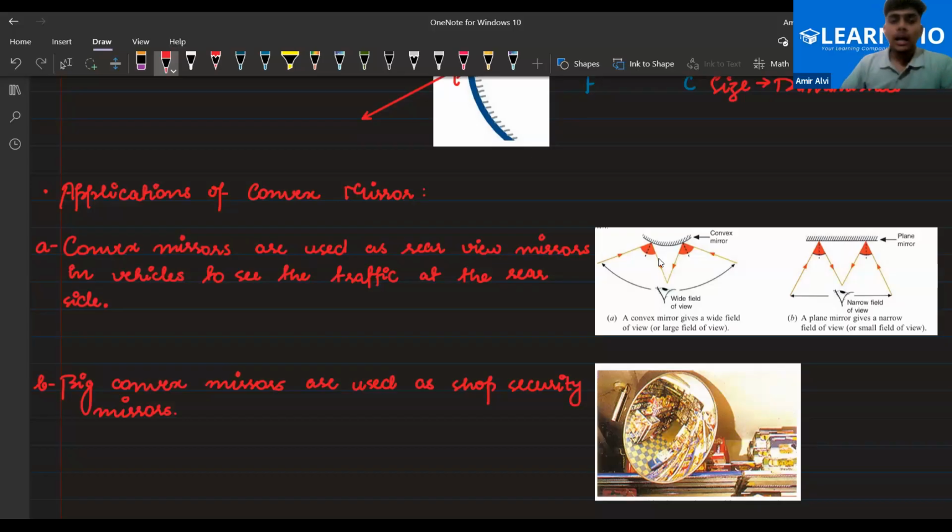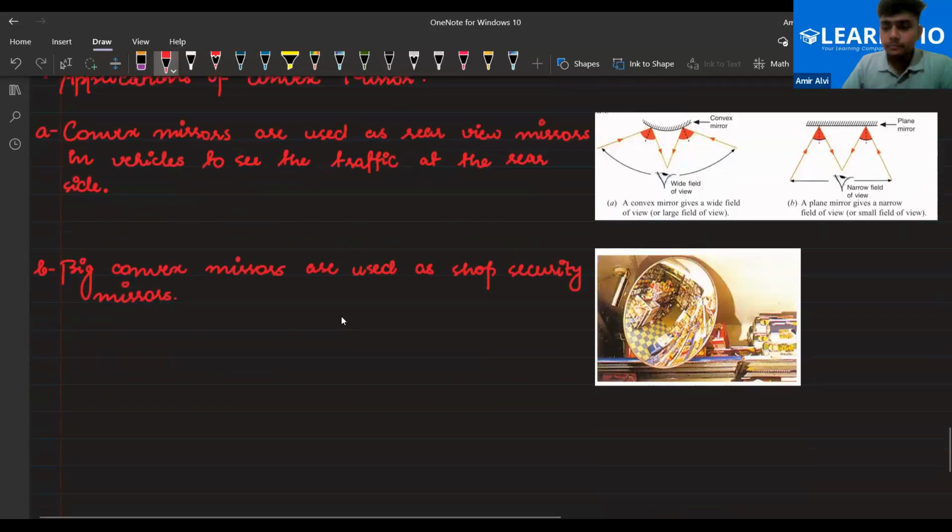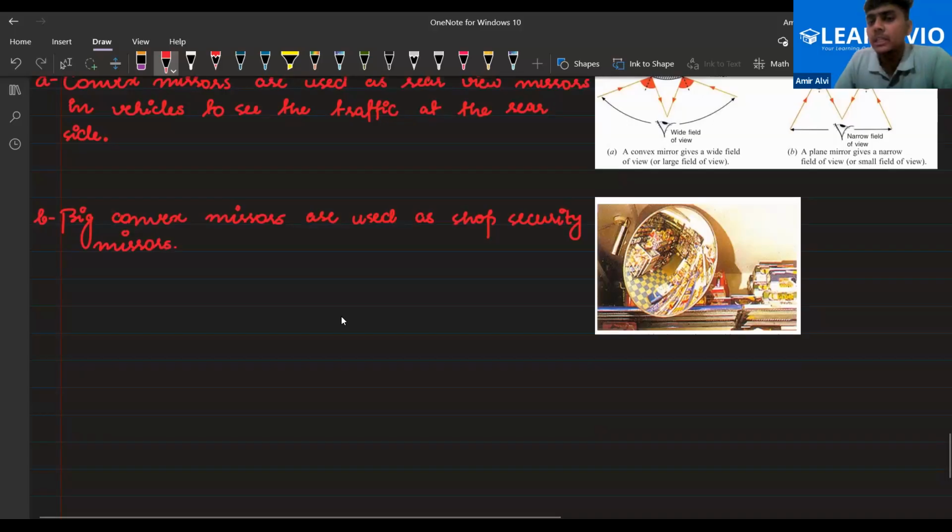Okay. And next, suppose somebody doesn't have the money to install cameras. Then they use a big convex mirror at the entrance of the shop so that they can see the whole view of the shop. As you can see in the figure, everything is visible in the shop, just like a camera. So that's why convex mirrors are used as shop security mirrors. Clear, Naveed? Please note it down.